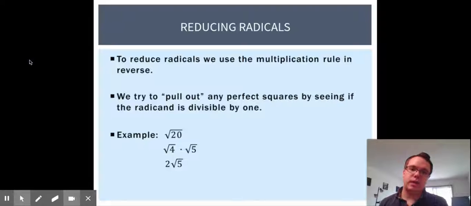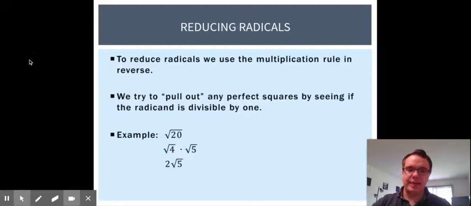So here's what we're going to be doing today to reduce radicals. Again, I'm going to pause here so you can pause the video and write in your notebook and hit play when you are ready. So we use that multiplication rule in reverse to reduce radicals, and what we're going to try to do is multiply using those perfect squares. So for example, the square root of 20, the biggest perfect square that goes into 20 is 4. So if we change that to the multiplication square root of 4 times square root of 5, square root of 4 we know is 2, so that is 2 square roots of 5. So 2 square roots of 5 is the simplified version of the square root of 20.